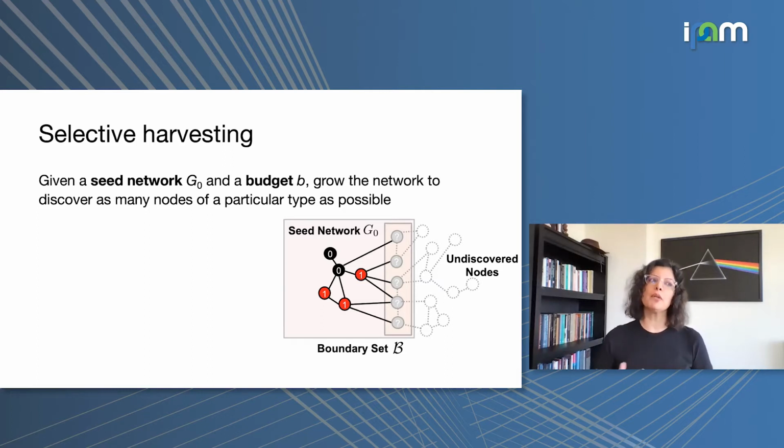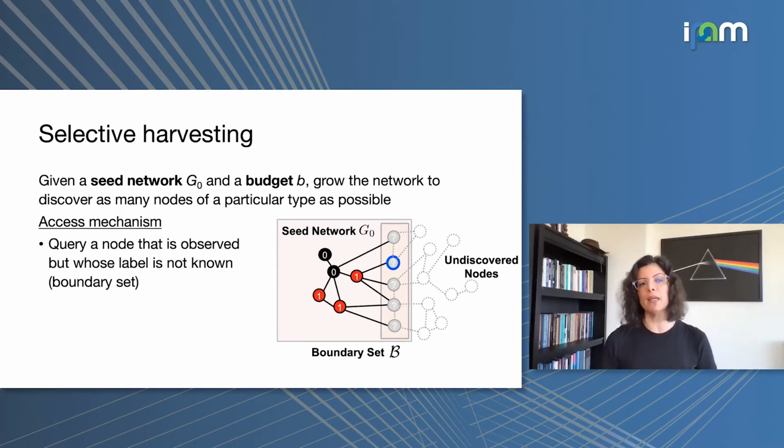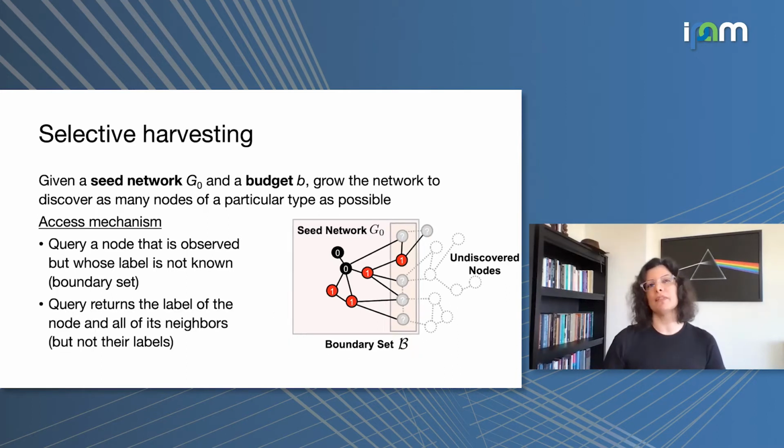And you want to grow your network to discover as many nodes of a particular type. So for example, when I was discussing this work with the clinic in San Francisco, you want to grow your network to bring in as many people who have particular sexually transmitted diseases as possible. And so you have your seed network, you know who has a disease or not, for example, you have this boundary network. And what you can do is query a particular node to ask for its label and also for all of its neighbors. So you don't get the labels of the neighbors. What you get is the label of the node you queried and all of the people that that person came into contact with.